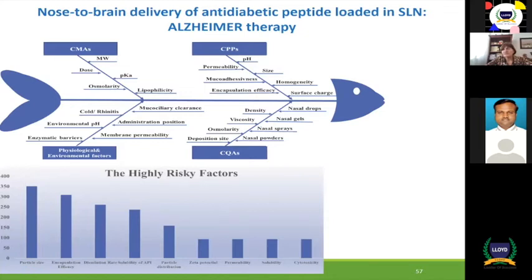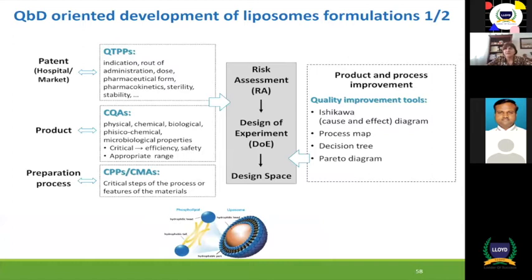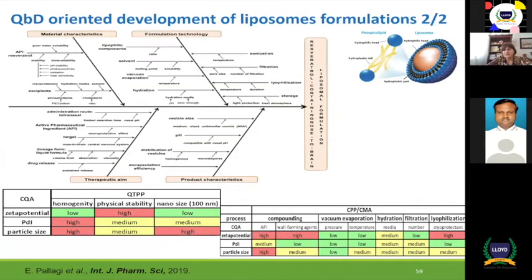This is a solid lipid nanoparticle for Alzheimer's therapy in nose-to-brain delivery. What are the CMAs? What are the CPPs? What are the highly risky factors? This is our evaluation by this software. A liposome formulation, how we do it, the risk assessment, and how we do the design of experiments here. This is also an example, the risk estimation matrix, the Ishikawa diagram in case of a liposomal formulation.